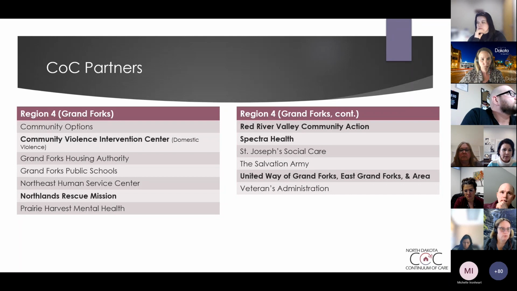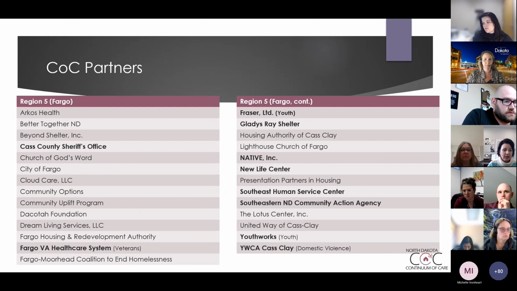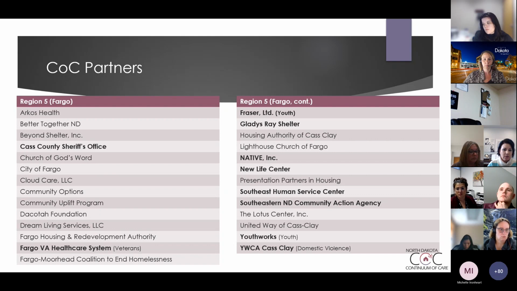Northlands Rescue Mission, Red River Valley Community Action, Spectra Health, and United Way of Grand Forks, East Grand Forks and area can all do that assessment within Region 4. Region 5 has the Cass County Sheriff's Office. That's mostly going to be for people that are coming out of prison. The Fargo VA Healthcare System, veterans only. Fraser Limited is youth only. Gladys Ray, Native Inc., New Life Center, Southeast Human Service Center, Southeastern North Dakota Community Action or SENCA, YouthWorks, and YWCA Cass Clay. YouthWorks in all of the regions are youth only. YWCA Cass Clay is also domestic violence only.